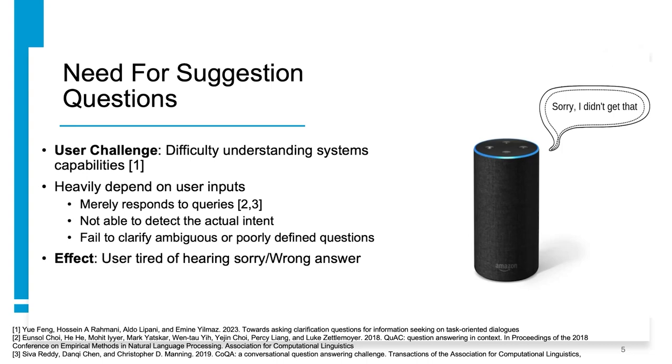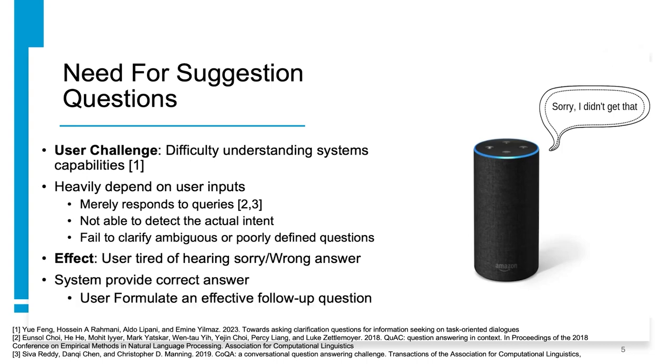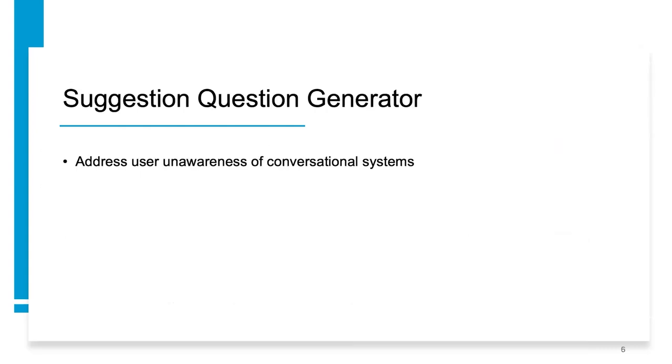And even if the system does provide the correct answer, the user must again formulate an effective follow-up question. Therefore, we propose to develop a suggestion question generator to address the gap in conversational systems where users frequently lack awareness of the system's limitations.